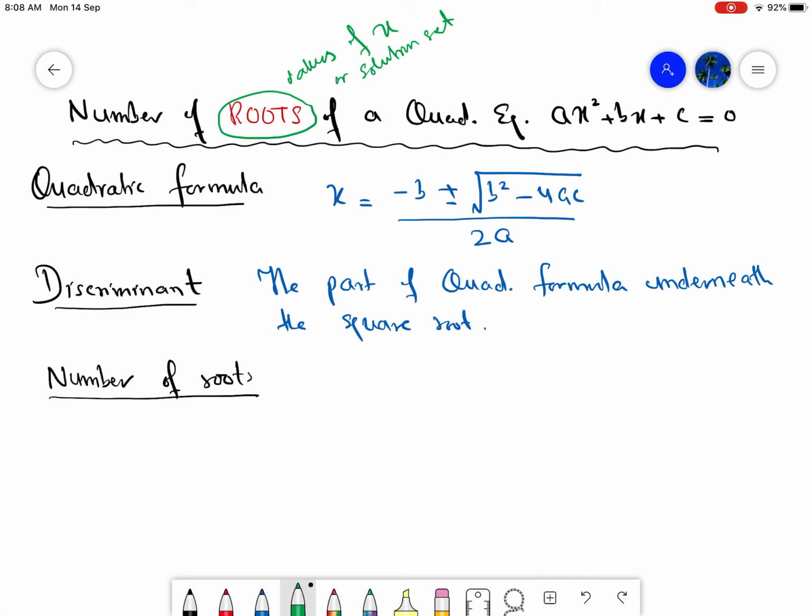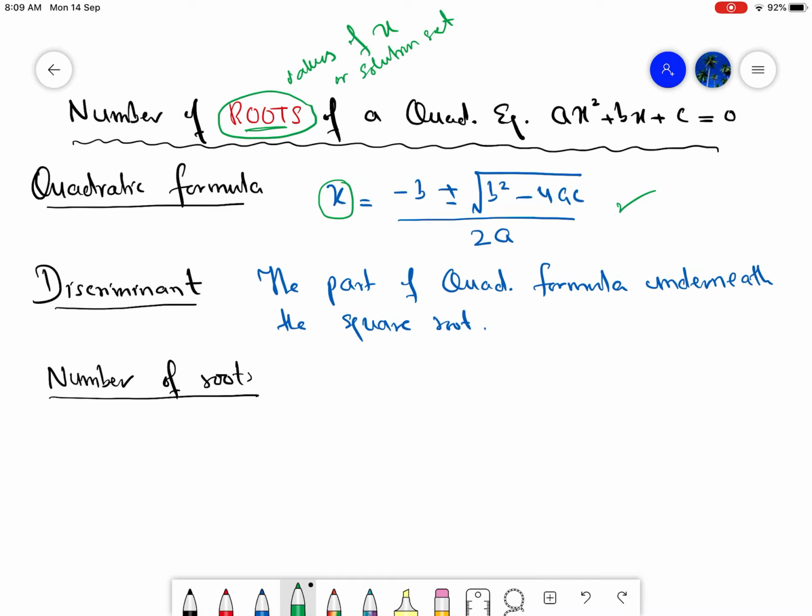Now, when we solve a quadratic equation, we can solve it using factorization, completing the square, and by using the quadratic formula. Here I have written down the quadratic formula: x is equal to minus b plus minus the square root of b squared minus 4ac, over 2a. Just inserting the values of a, b, and c in the formula, we get the values of x, which are known as roots of this quadratic equation.